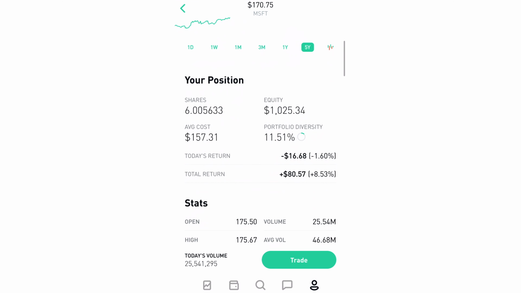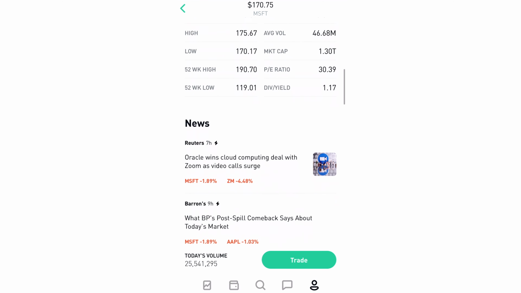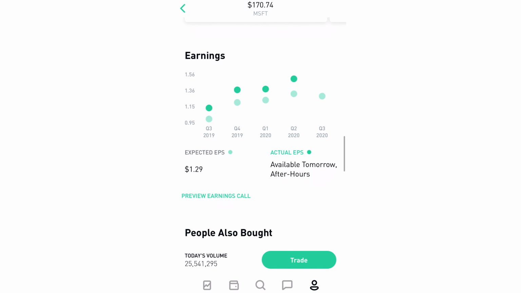Microsoft pays a dividend every quarter to its shareholders. You can find out approximately how much that is by scrolling down to expected EPS, earnings per share.